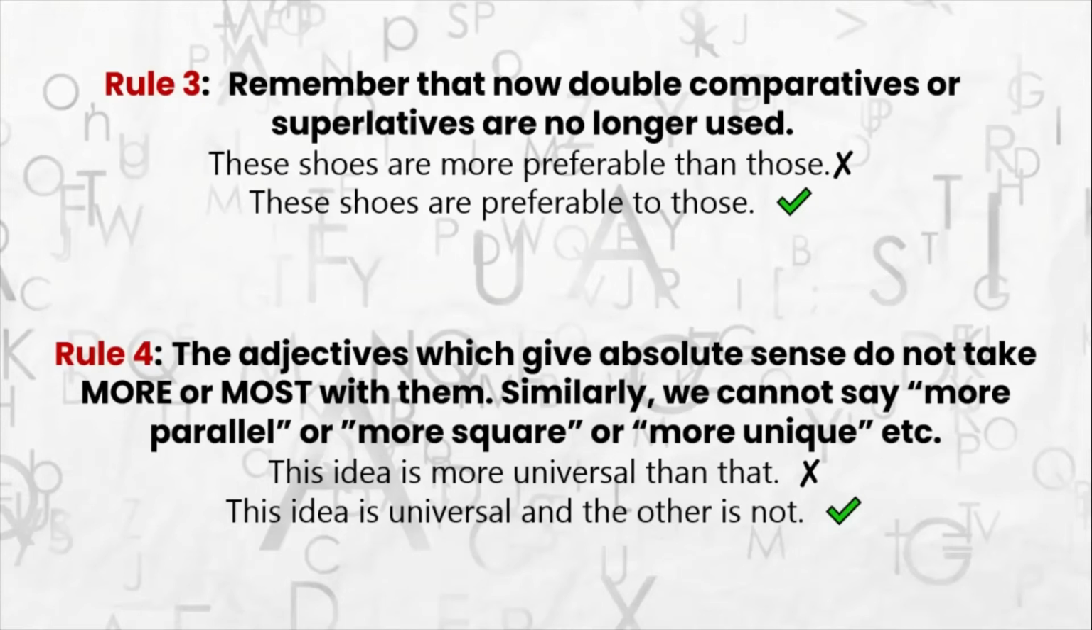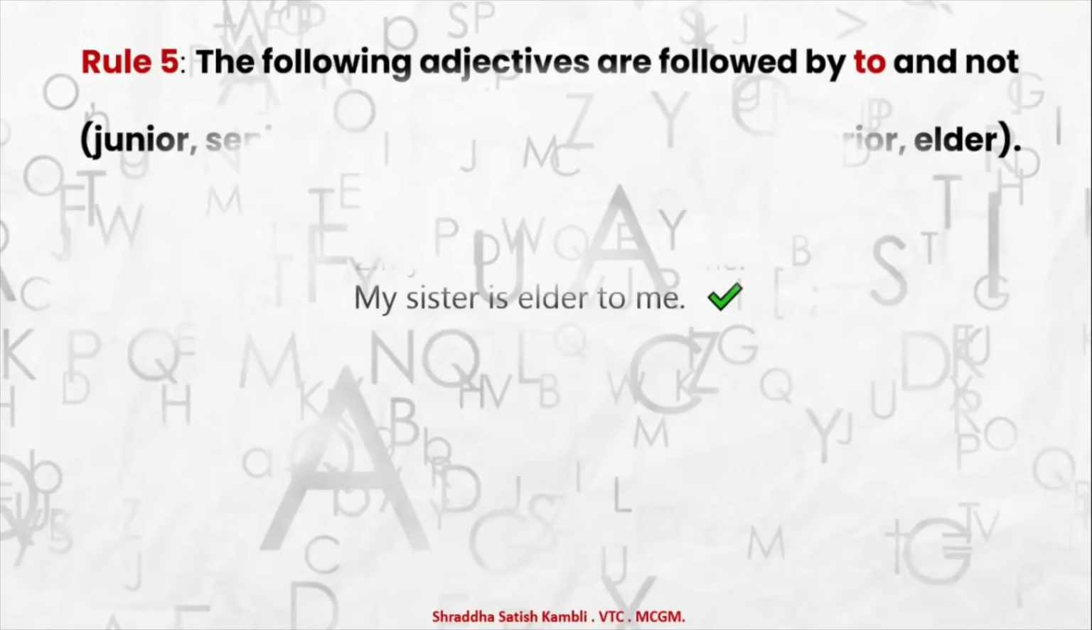This idea is more universal than that is wrong. There is no need to say more universal. When you say this idea is universal, it itself means that it is applicable to everyone and the other is not. So the right way of saying it is this idea is universal and the other is not. This idea can be applied to everyone, everywhere, in any circumstance, whereas that idea will not be able to be applied to everyone in every situation. Alright, so this is rule number 4 for you. Coming to rule number 5.